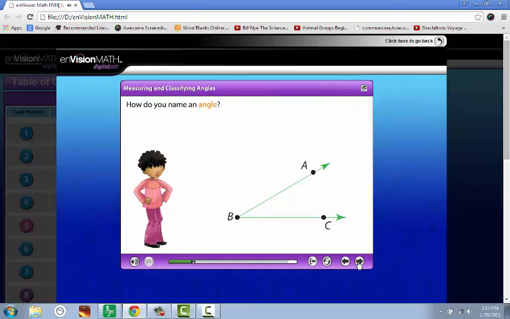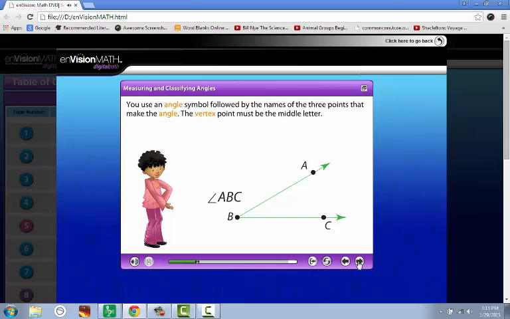How do you name an angle? You use an angle symbol followed by the names of the 3 points that make the angle. The vertex point must be the middle letter. Remember, the vertex point has to be the middle letter.